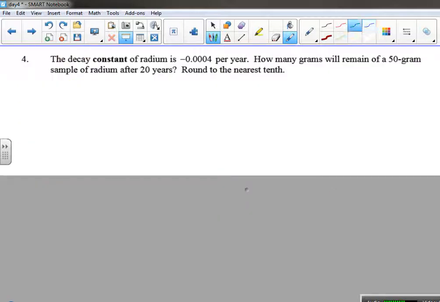Another problem, then this one won't be a graph. This is just a straightforward application of that continuous growth or decay. Well, we're talking about a decay constant of radium, so we're going to be using that P e to the r t formula. A is equal to P e to the r t. Let's see what it's asking and what we know. It's asking how much will remain after 20 years. So it's asking for that final amount.